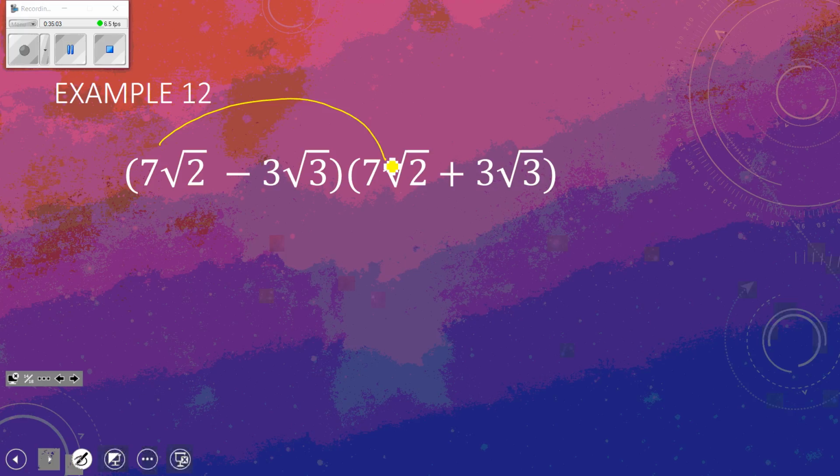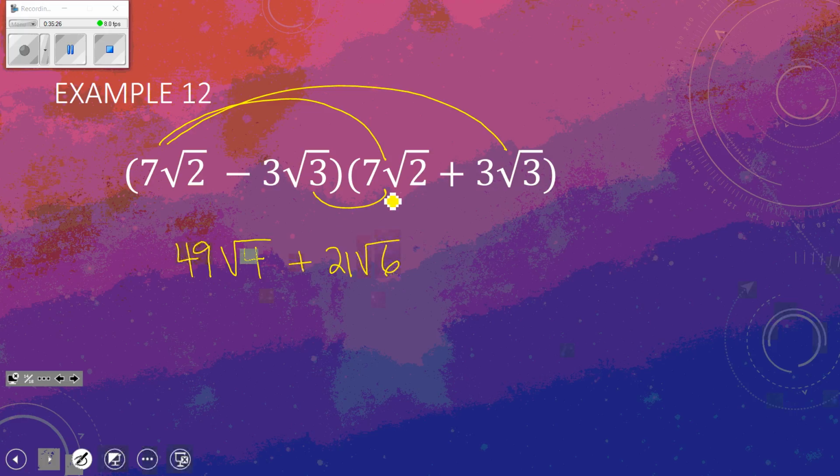7 times the square root of 2 times 7 times the square root of 2. 7 times 7 is 49. And square root of 2 times square root of 2 is the square root of 4, right? Outsides is going to give me 21 times the square root of 6. Insides is going to give me negative 21 times the square root of 6. Now it's starting to look like a difference of 2 squares, kind of. Negative 3 times square root of 3 times 3 times square root of 3. Negative 3 times 3, outside times outside, is negative 9. And then square root of 3 times square root of 3 technically is square root of 9, right?